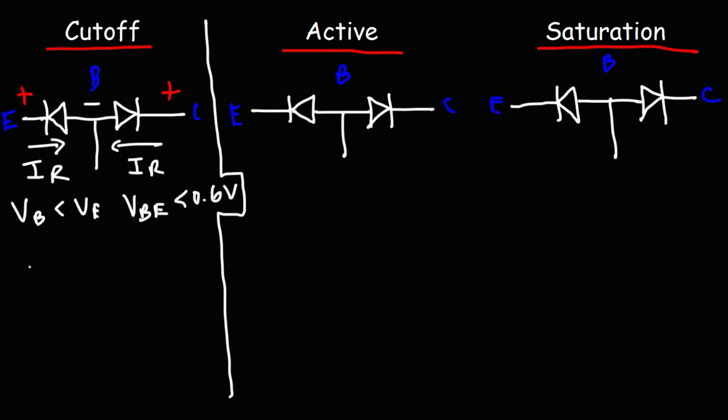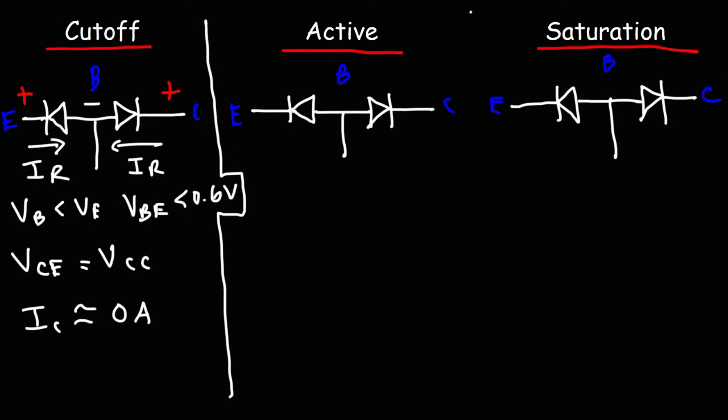Now let me draw a line to separate these regions. During the cutoff region, VCE is approximately equal to the collector supply voltage, and the collector current is approximately 0 amps. You might get a small collector current depending on the voltage, but if it is there, it's going to be nanoamps. It's very, very close to 0.